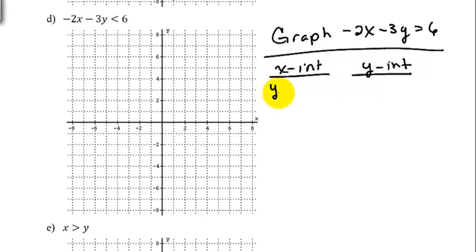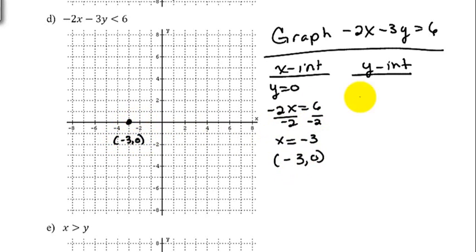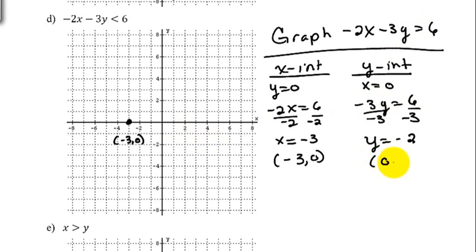So for the x-intercept, y is 0, because it's always the opposite variable. So if y is 0, then this term is 0, and we're left with negative 2x equals 6. Divide both sides by negative 2, and we get x equals negative 3. So that gives me the point negative 3, 0, right there. And for the y-intercept, x is 0. So if we plug 0 in for x, we'll get negative 3y equals 6. Divide by negative 3 on both sides, and we get y is equal to negative 2. So that's the point 0, negative 2, which is right here.